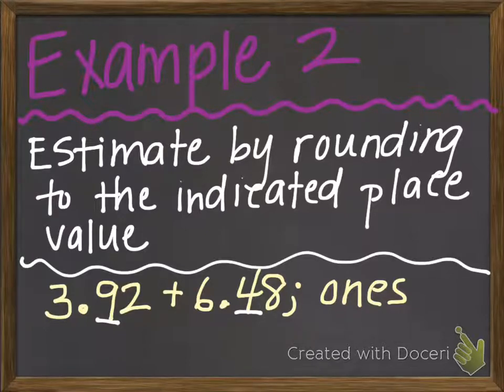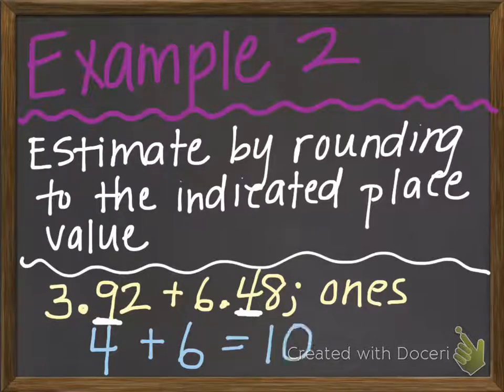Okay, so looking at the ones place here, I look at 3. The digit to its right, 9, is greater than 5, so I'm going to round that to 4. Then I look at my next number, 6. The digit to its right, 4, is less than 5, so I'm going to keep it at 6. 4 plus 6 is easy to tell that it's 10.